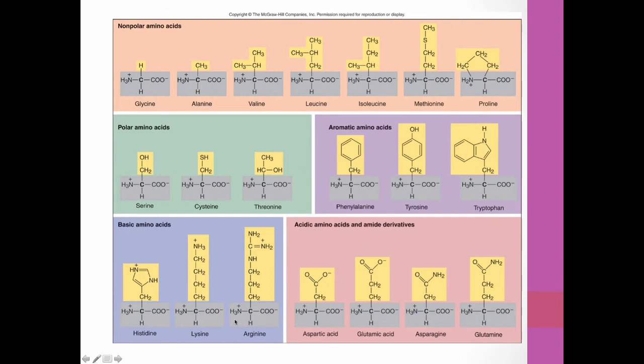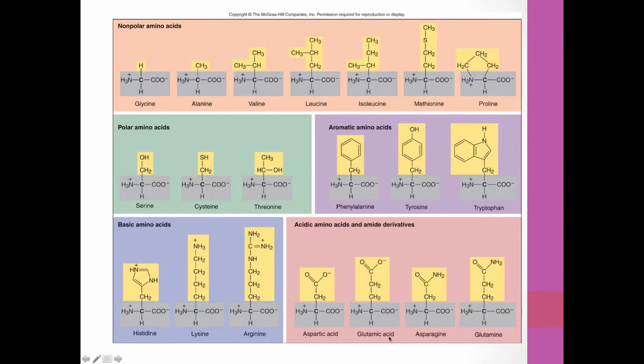Then we've got our basic amino acids. So histidine, lysine, and arginine, they have these NH2 groups, and you'll see they're slightly positive. So these in general are considered charged. They'll be slightly positive because they're capable of acting as a proton acceptor, as an H plus acceptor.